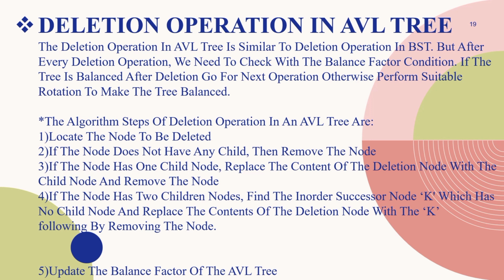The algorithm steps of the deletion operation in an AVL tree are: locate the node to be deleted. If the node does not have any child, then remove the node. If the node has one child node, replace the content of the deletion node with the child node and remove the node. If the node has two children nodes, find the in-order successor node K which has no child node and replace the contents of the deletion node with K, followed by removing the node. Update the balance factor of the AVL tree. So this is the algorithm for the deletion operation.